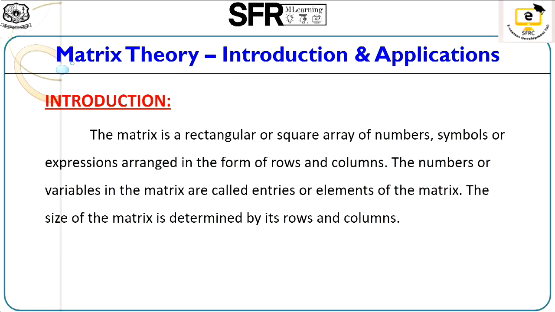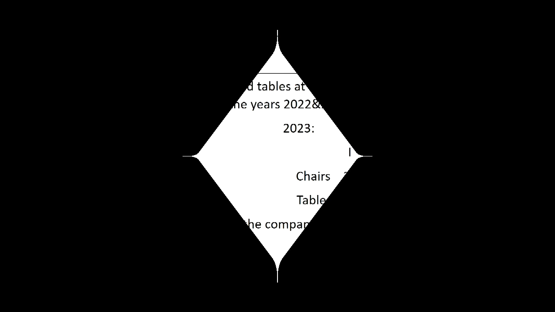Usually a matrix is a rectangular or square array of numbers, symbols or expressions arranged in the form of rows and columns. The numbers in the matrix are called entries or elements of the matrix. The size or order of a matrix is determined by its rows and columns.